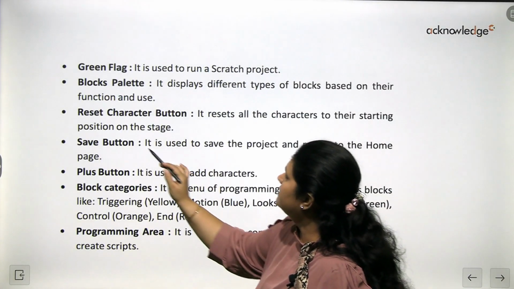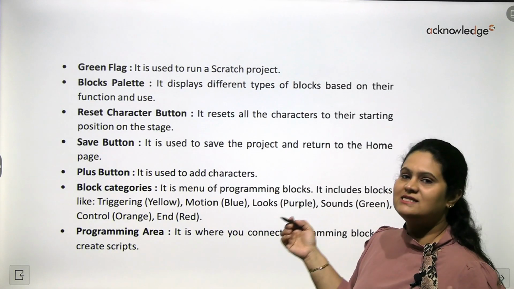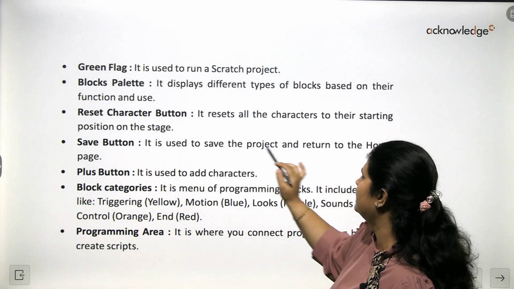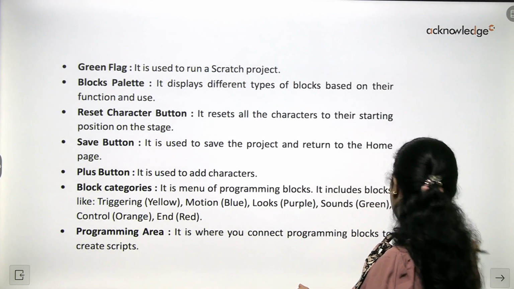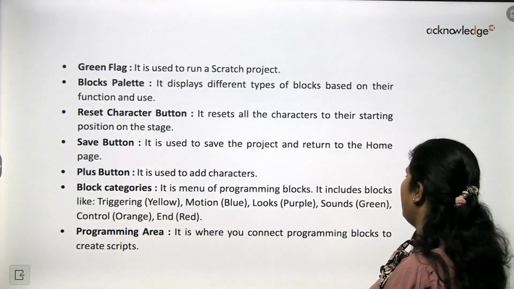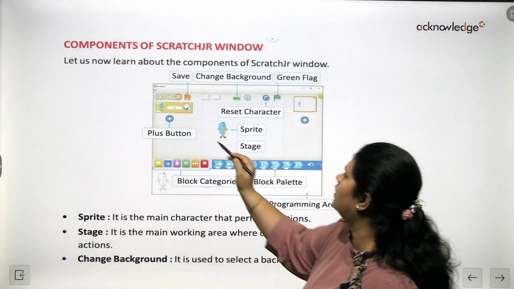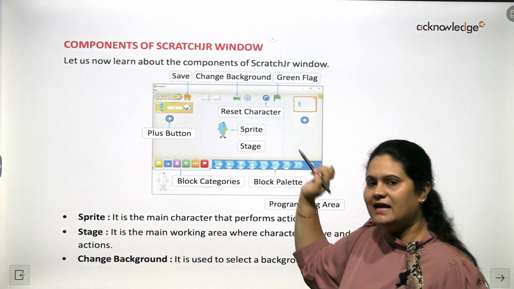Now we have the save button. Once you are done with your project, you need to save it, right? So, it is used to save the project and return to the home page. Now, we have a plus button also, and it is used to add characters to your project. This is the plus button that you can use to add the characters to your project.